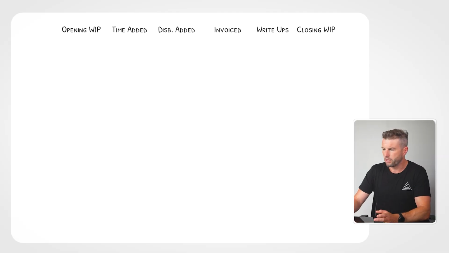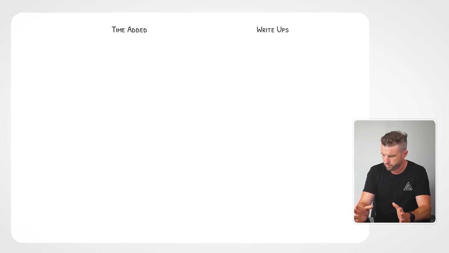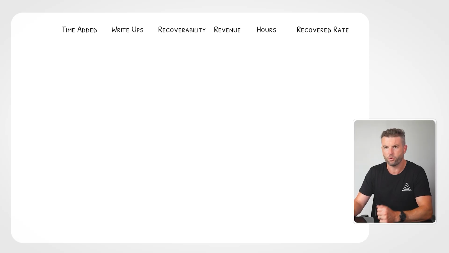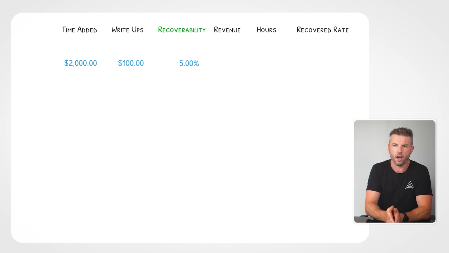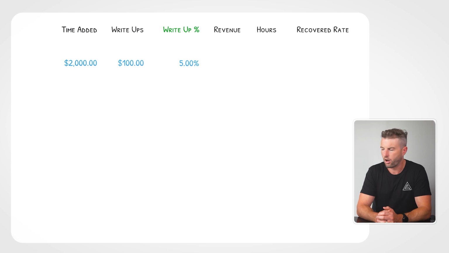So we've got the WIP formula, but we're not interested in opening WIP, disbursements, invoiced, and closing WIP. So let's get rid of those. And instead, we want to include recoverability, revenue, hours, and recovered rates. And I'll explain what each of these are. So recoverability is the same as your write-up percentage. So it's basically the percentage of time that we've written up or written off on these jobs.